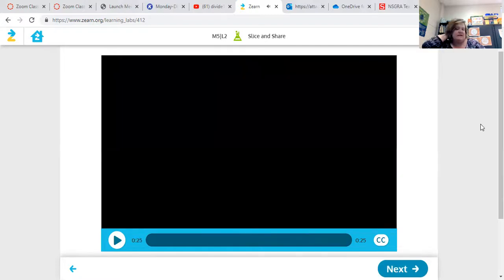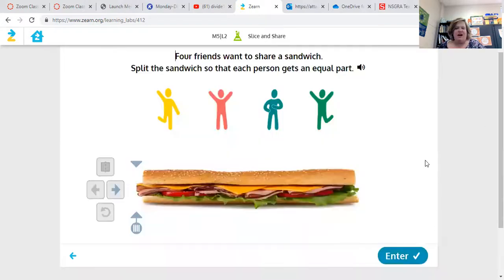Okay, so we're going to continue and we're going to make fraction sandwiches, it says. So now that we know how to do it, we have 4 friends that want to share a sandwich. 1, 2, 3, 4 friends wanting to share a sandwich. And we have to split this sandwich so that each person will get an equal part. So we don't want some friend to get this much and another friend to get this much. We want to make sure that we give this friend an equal part of our sandwich.